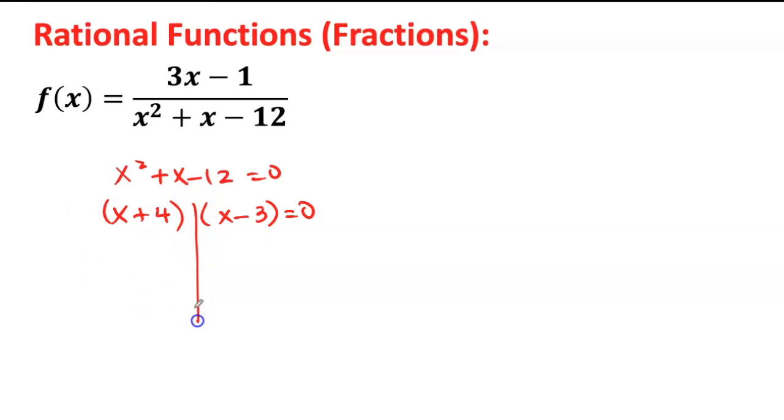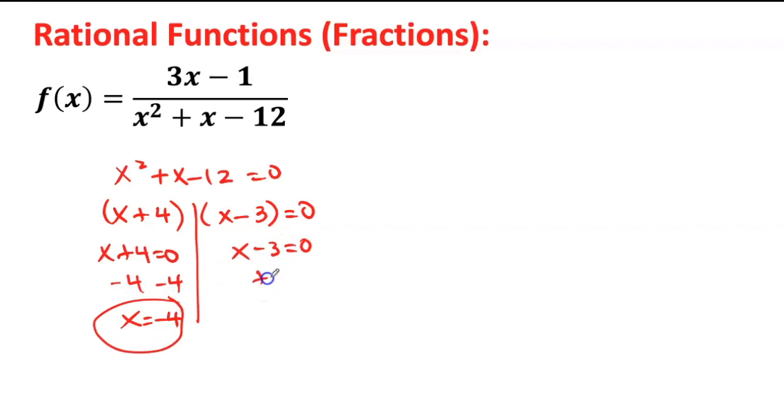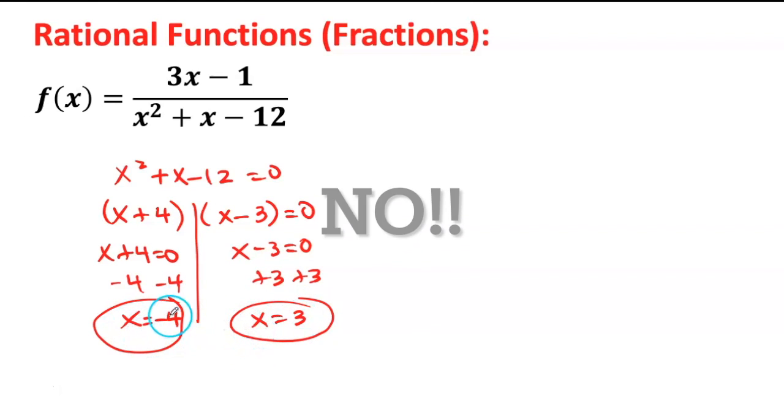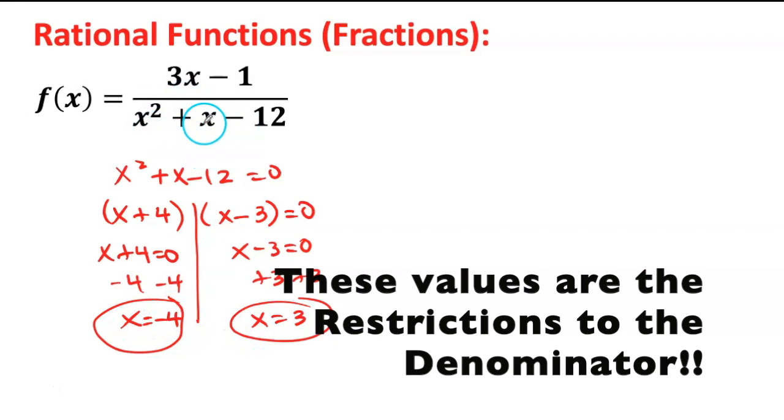Now to find the values of x, each factor you make equal to 0. And from there, I have to find the value of x, which in this case is negative 4. And here it is going to be plus 3 on both sides, x equals 3. Now, the question is, do I want these values? No, these values will make my denominator 0. Therefore, I don't want them.